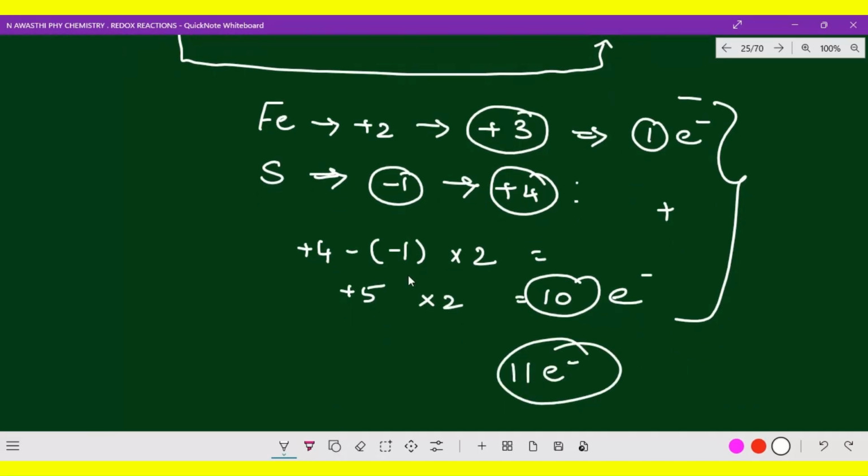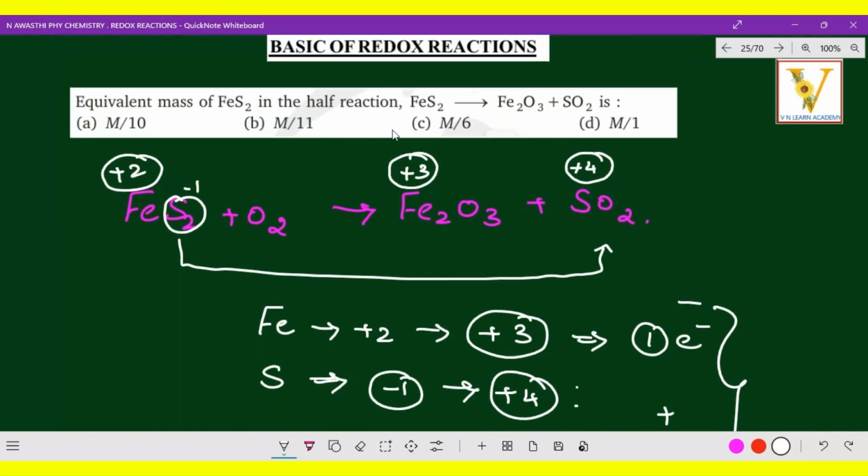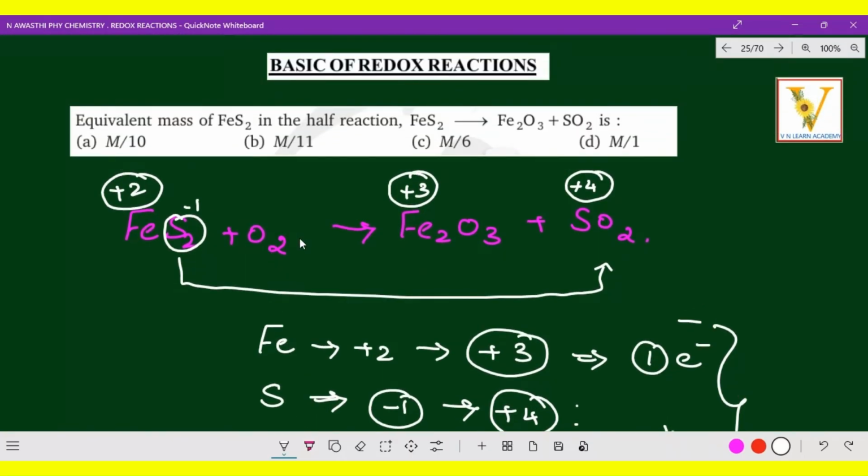So for the equivalent mass of FeS2, there are 2 sulfur atoms, which is why I multiplied by 2. Equivalent mass equals molecular mass divided by the number of electrons change, so M by 11. So option B is the correct option. I hope you got the concept and clarity about these two questions. When they ask for equivalent mass, go to the molecular mass divided by the number of electrons change, whether gaining or losing. That is the n factor. So molecular mass by n factor is the equivalent mass. Come on, let's go to the next question.